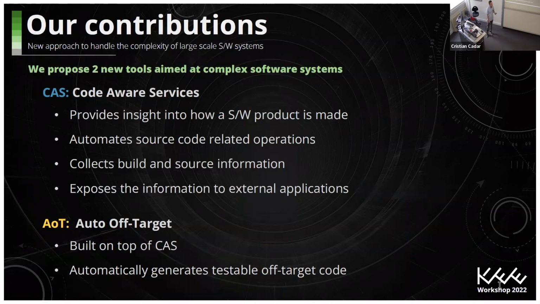So we propose two new systems, CAS, Code Analysis Services, and AoT, Auto of Target. CAS makes it possible to provide insight into how software products are made, and also to extract information about the build and about the source code and make it available to external applications. And AoT is built on top of CAS, and it makes it possible to automatically generate testable off-target code.